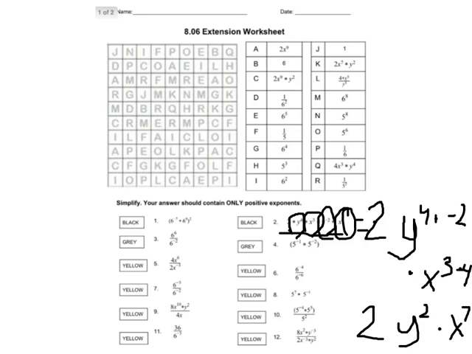I look up top and try to find which one matches this. And I see K right here is the same. It just has the x's and the y's flipped around, but when we're doing multiplication, that is equivalent. So because it says black next to number 2, I need to color all of my K's in black. I see one right here, and you can finish up coloring in all of your K's black.